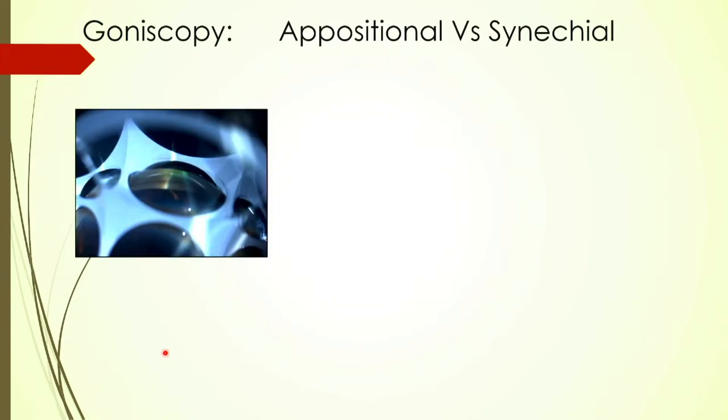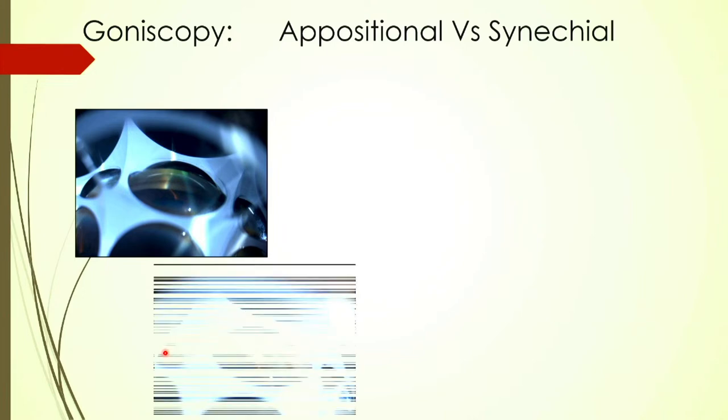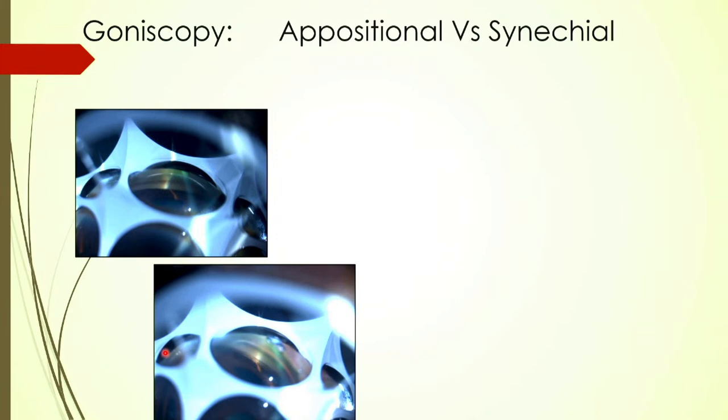So we were talking about the appositional and the synechial closure. Now going into the detail of that, you see here the top picture with a four mirror. Now this four mirror is useful when you talk about differentiating between the appositional and the synechial closure. Let's see how it looks like. See in this picture, the angle is totally closed. And here, when you just indent it, it opens up.